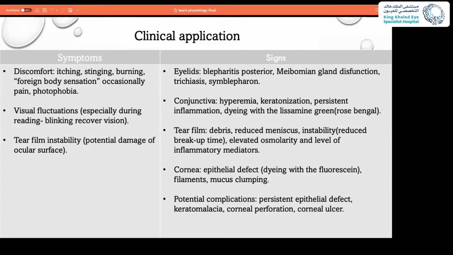Potential complications of dry eye, which you can sometimes find in severe grades of dry eye, are persistent epithelial defect, keratomalacia, corneal perforation, and corneal ulcer.